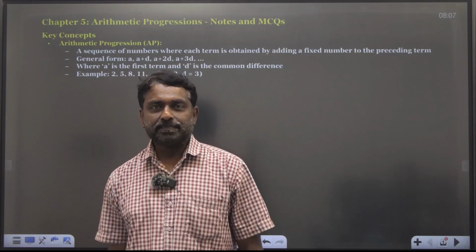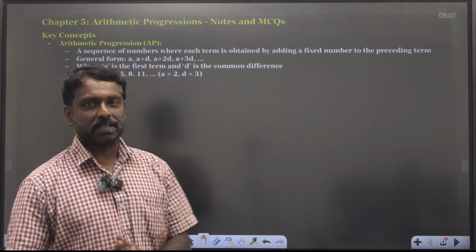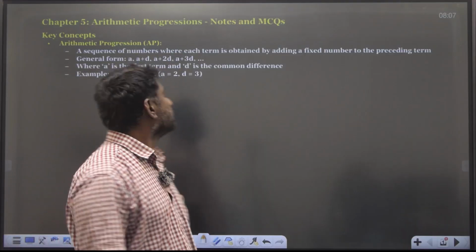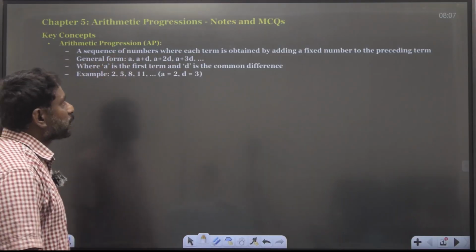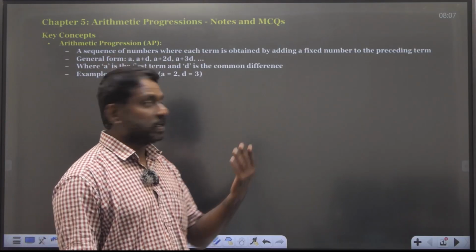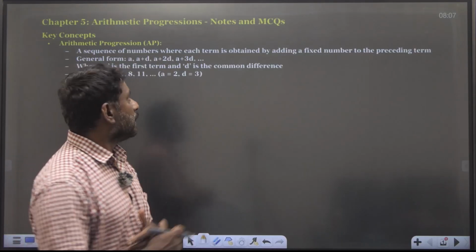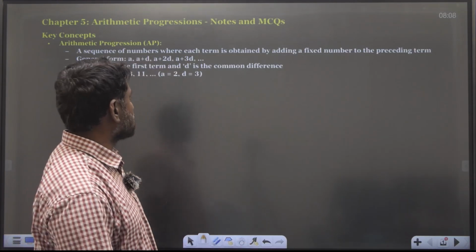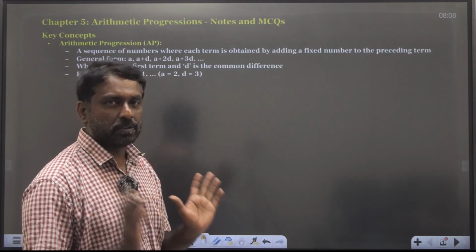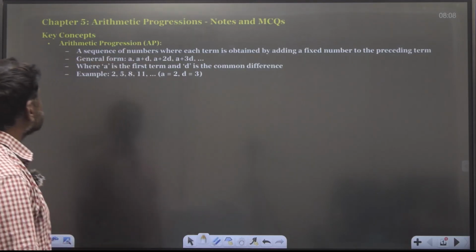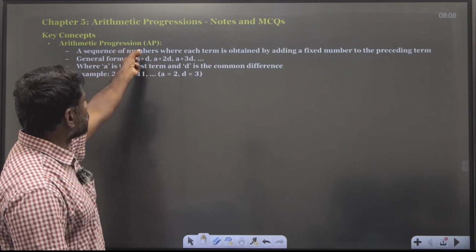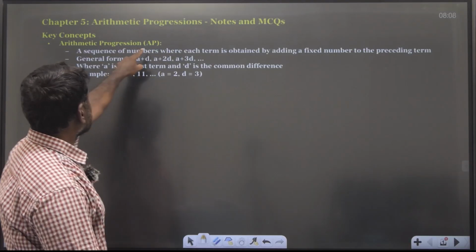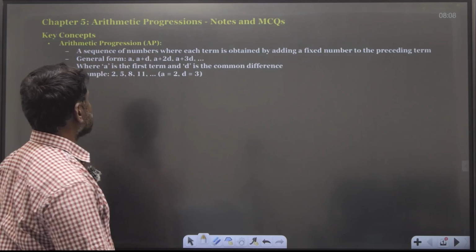Hi dear children, today we are going to start with a new chapter, chapter 5 in your NCERT book, Arithmetic Progression, also called Arithmetic Sequence. Arithmetic Sequence or Arithmetic Progressions, both are the same. The short form is AP, A for arithmetic, P for progression.